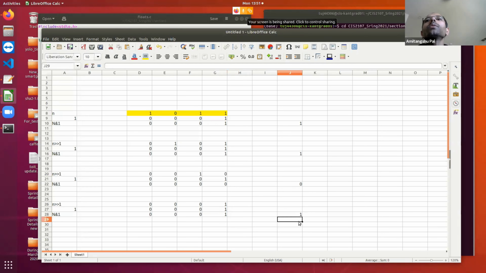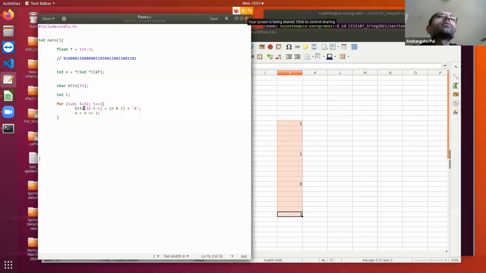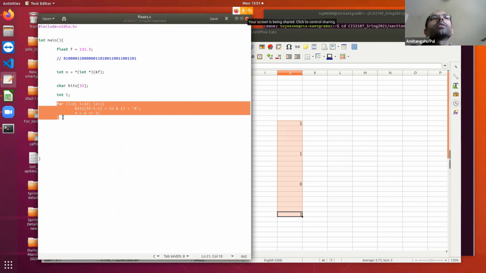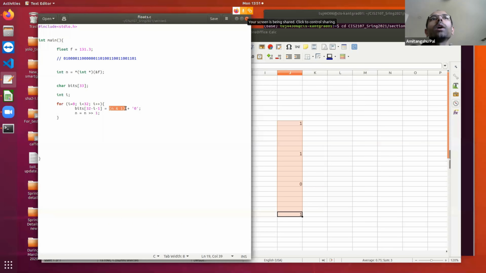Okay. So now I need to traverse these numbers in reverse order to get the corresponding value. 1, 0, 1. Okay. Now I need to traverse these values in reverse order. And that is basically taken care of by this 32 minus i minus 1. Okay, clear to everyone? So in every iteration, I'm anding it with 1 and then converting it to a character. And then I am shifting n to the right by 1 bit. And then again anding with 1.